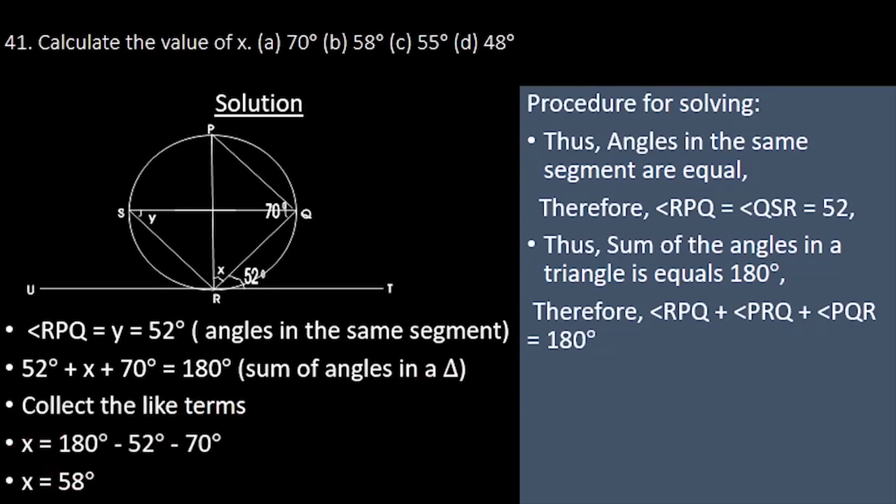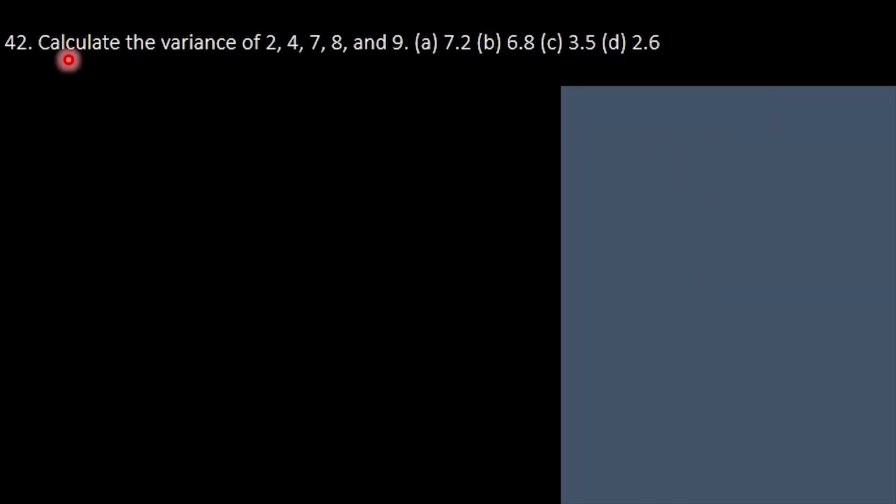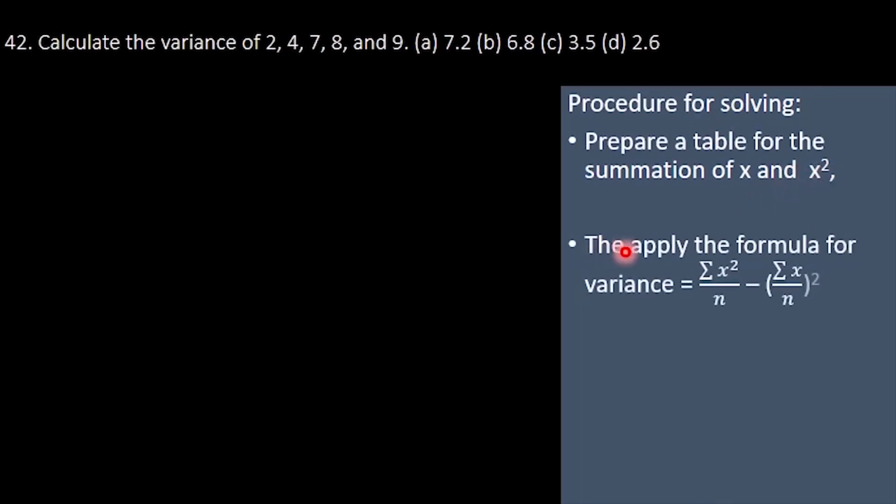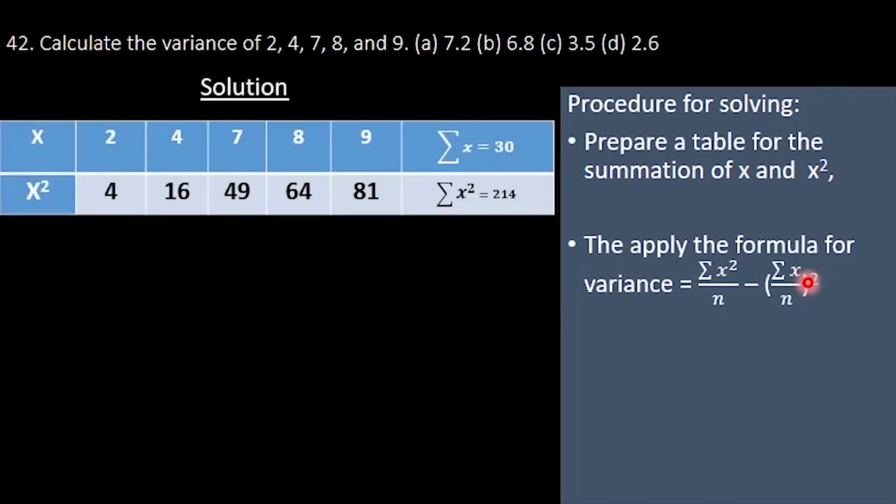Question 42. Calculate the variance of 2, 4, 7, 8, and 9. The procedure for solving this: prepare a table for the summation of x and x squared. Then apply the formula for variance. The solution now: prepare a table for the summation of x and summation x squared.